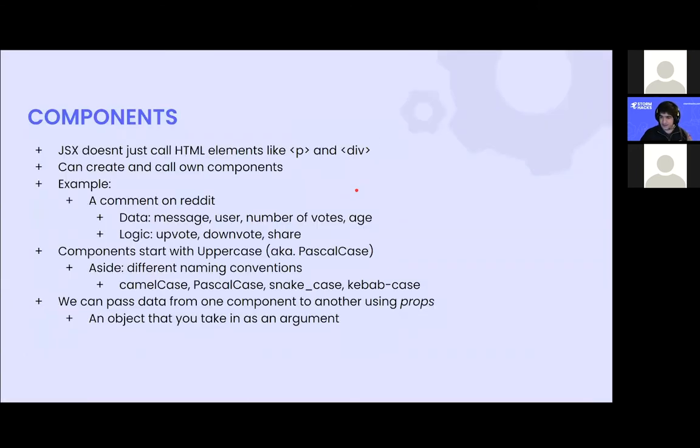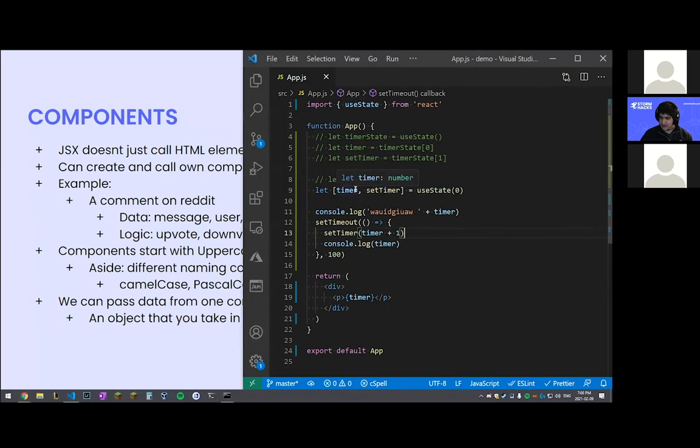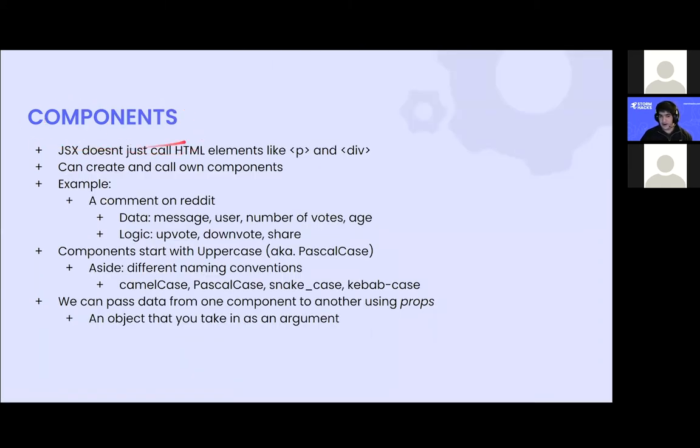So components. If we think about this app right here, this isn't very reusable, right? We're writing all our code in one place. So components are a way to write chunks of code, kind of like chunks of HTML, and then have it be repeatable. So we can recreate that chunk of code over and over again. So this is called a component. It's tying up a bunch of data and logic and having that be reusable. And we'll see an example of this.